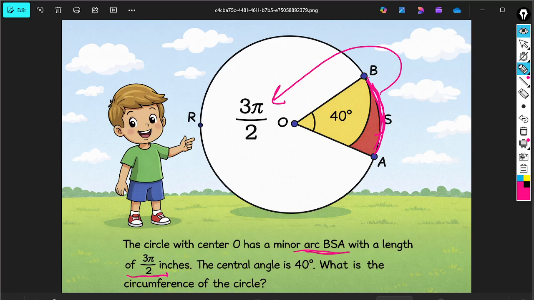The central angle, which is 40 degrees. Here is the central angle with 40 degrees. And the question is asking what is the circumference of the circle.